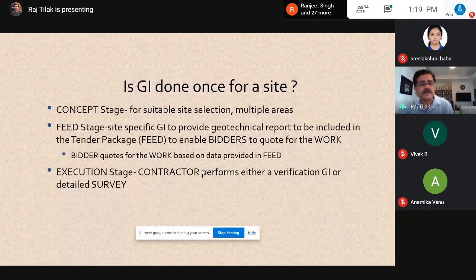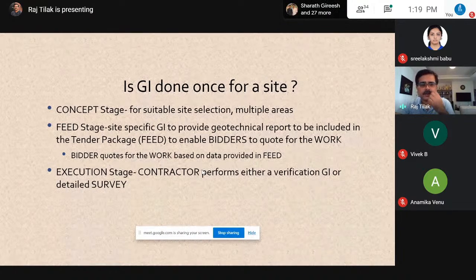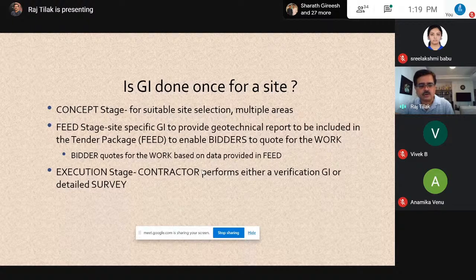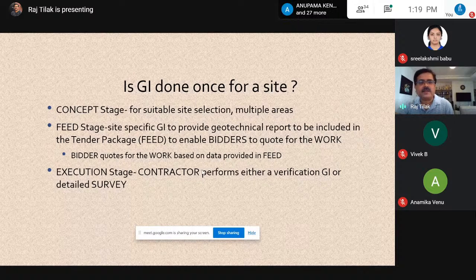So while he's bidding for the job, he is called a bidder. Bidders are the guys who are bidding for a job, taking some tender into consideration. They are called contractors when they win that job because of their technical and commercial viability. That is when they execute this job, and this is called the execution stage. So the contractor now performs another GI, which is called a verification GI. He just wants to confirm that whatever data was provided in the tender or FEED stage holds, and that he will not expect any variations in the soil. So he can comfortably go ahead with design.